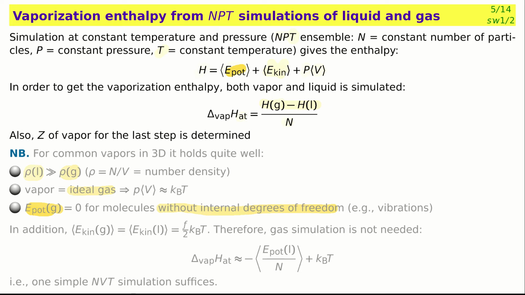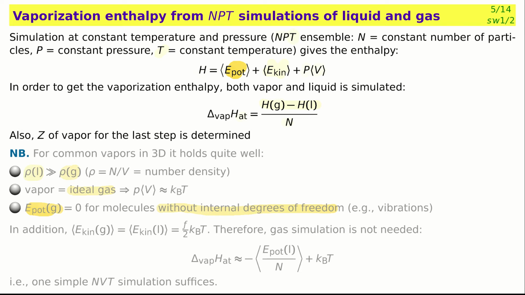With certain approximations, this can be used for molecules that do have some degrees of freedom, but these degrees of freedom are not too much affected by the liquid environment in liquid, so that then both terms cancel out. Both internal potential terms cancel out. Only internal ones, the external, of course, in liquid are something negative.